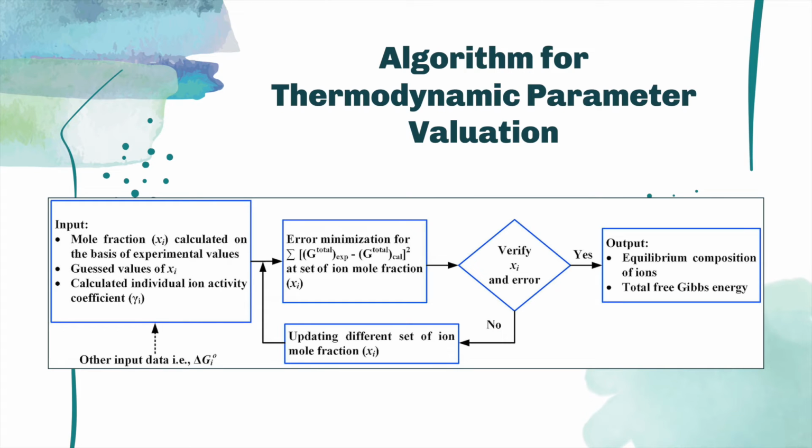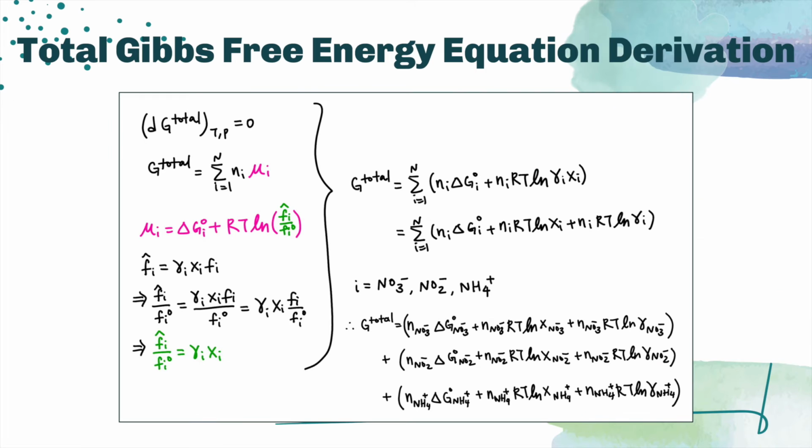The algorithm they used for thermodynamic parameter evaluation is shown here, and it's a complex process with a lot of number crunching. I'll be focusing on the last output step where they calculated the total Gibbs free energy of the reaction. This is how they derived their total Gibbs free energy equation, and we can see some familiar equations such as the chemical potential and fugacity equations.